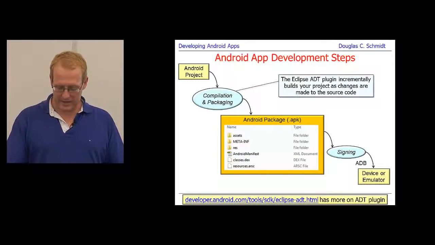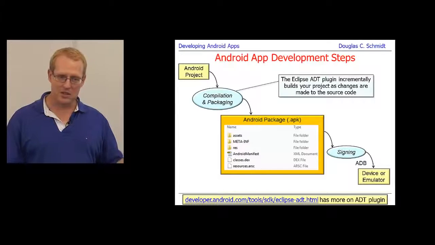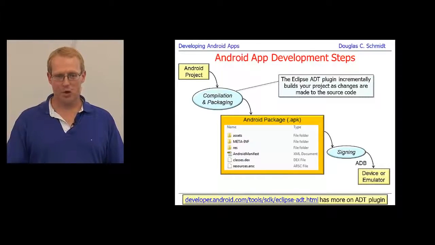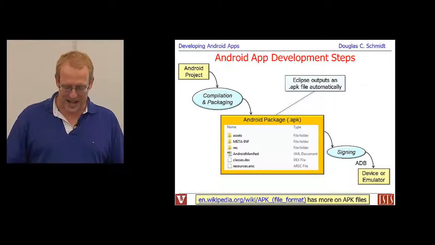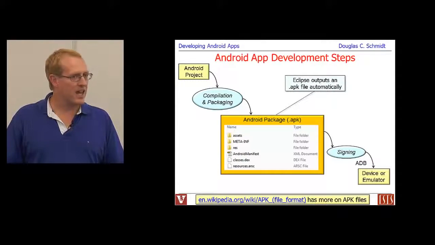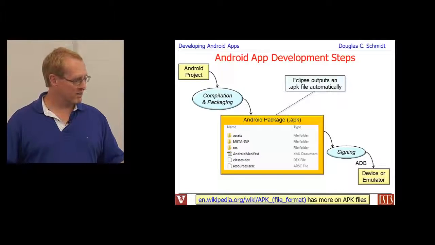There's some more information on the ADT toolkit, the Android development toolkit, here at the website. You might want to take a look and see more about what it does. It's very powerful, got a lot of cool features in it that work most of the time, especially if you have enough memory. We'll talk about that later. And if you want to learn more about the APK files, then there's a Wikipedia entry that talks about some of the things that are in there. We'll talk about them later as well.